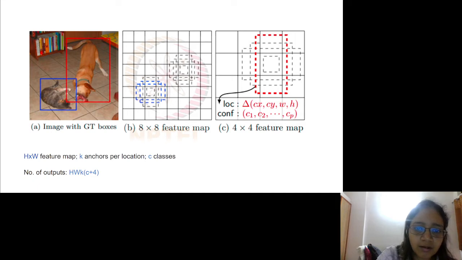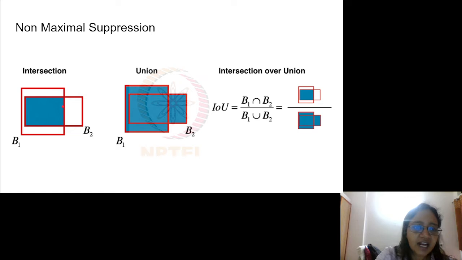Here it's given: there are two blue bounding boxes that are detecting the cat, but we do not need two. It's enough to take only one bounding box for the cat. So how do we choose which one to take? That is given by this algorithm called non-maximal suppression.